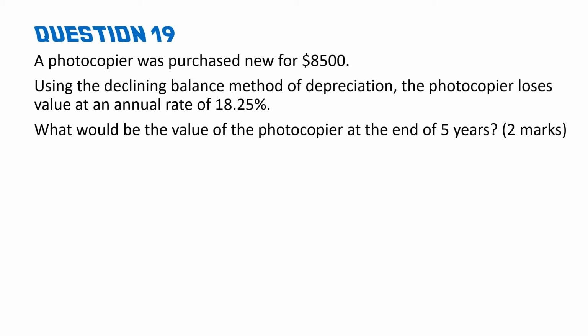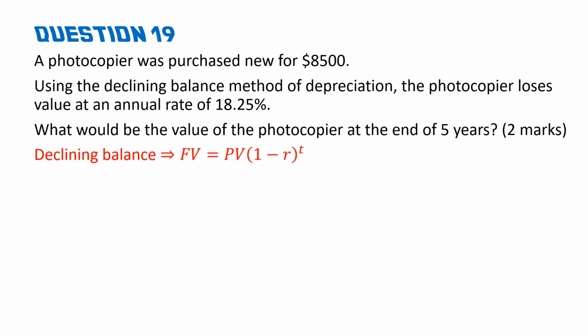All right, so we've got our declining balance rate. That's basically the same as our compound interest, but instead of adding, we're subtracting. So what does that look like? Declining balance, our future value is equal to the present value, multiplied by 1 minus the rate, all to the power of t for time. So what's our present value? Well, that's our 8,500. What's our rate? It's 18.25%. And our time is going to be 5 years. So I can plug those numbers in.